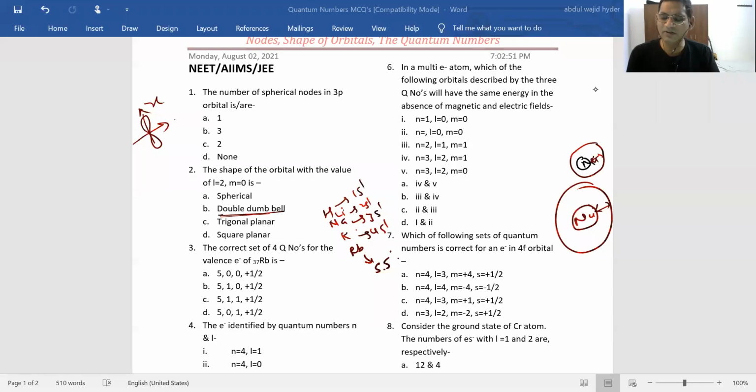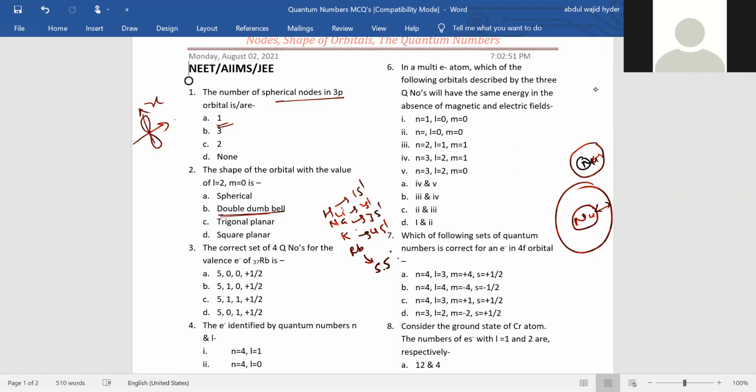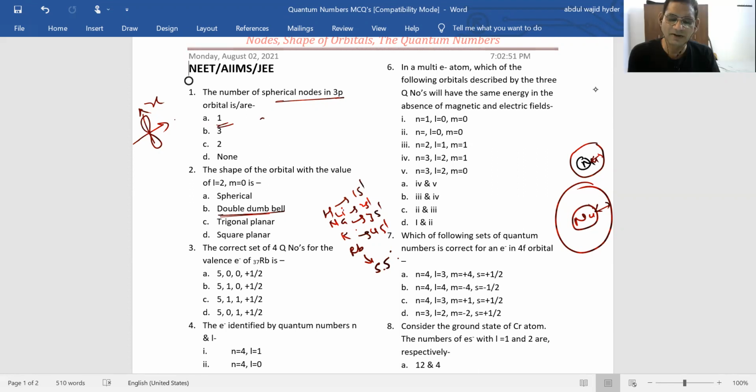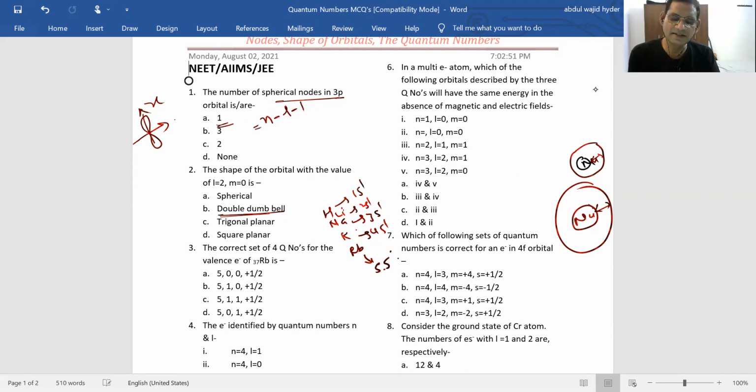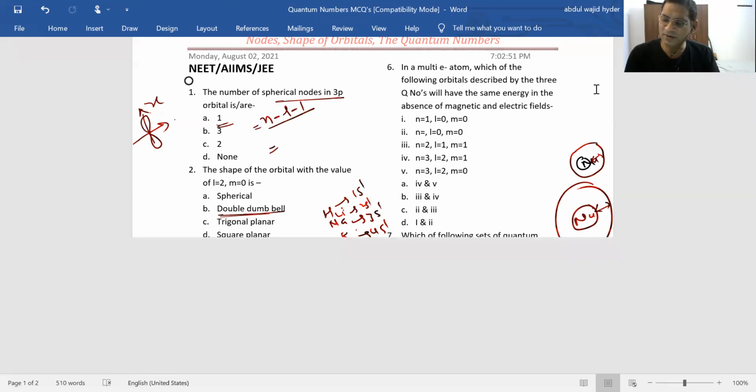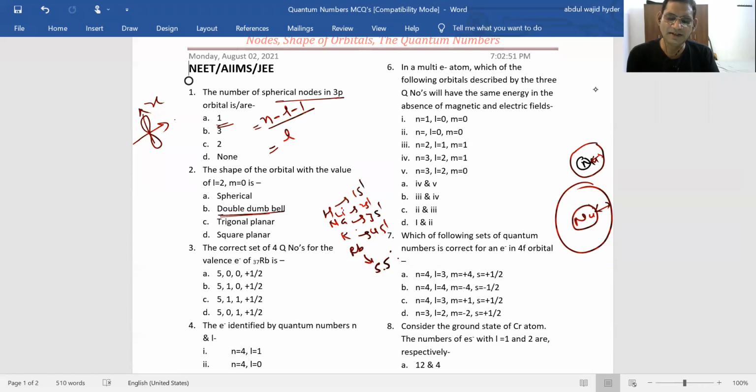Yes, so in this way we'll be doing questions. In question number 1, spherical nodes in 3p will only be 1. And the shape of the orbital, as I told you, for spherical or radial nodes, the formula is n minus L minus 1. This is spherical or radial nodes. And for angular or planar nodes, the formula will be L only. So spherical nodes: n is 3 and L is 1, so 3 minus 1 minus 1 will be equal to 1. So the answer will be this.